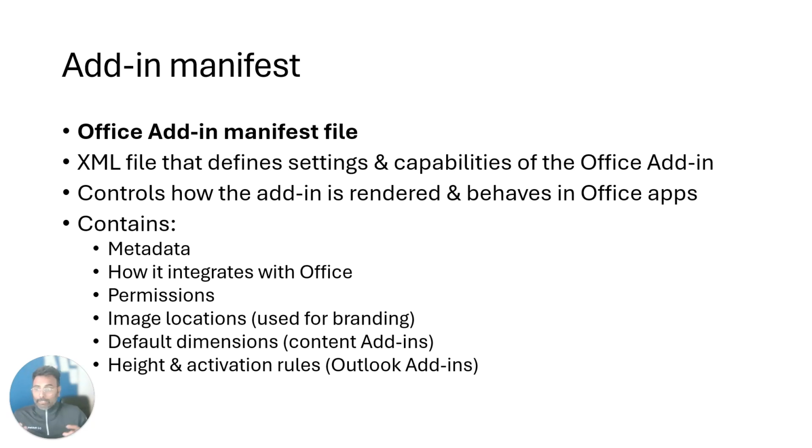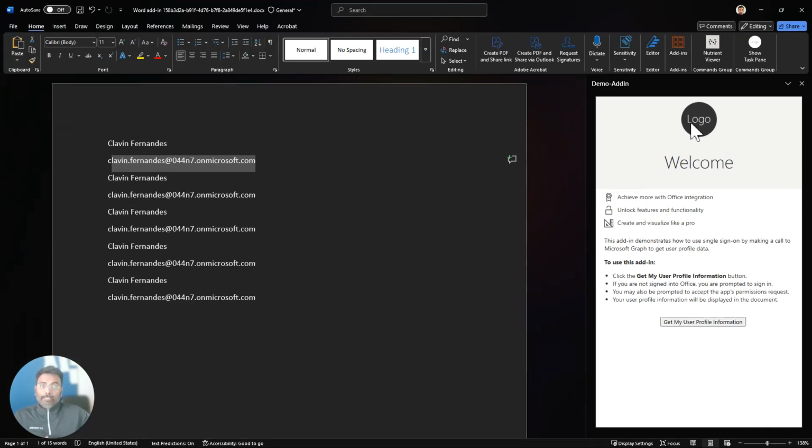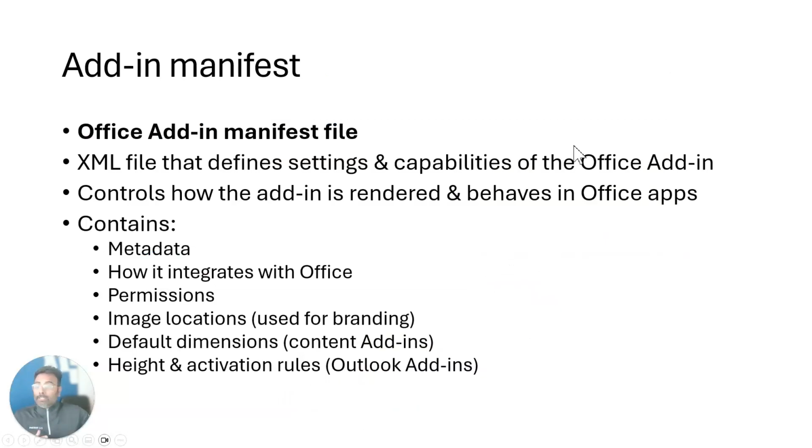So the first part is the manifest. Manifest means metadata about the add-in. The manifest contains metadata. It tells how it interacts, what Office application it is built for, what permissions are needed, and where the image locations are. If you look at our Office add-in here, there is this image location, as well as the dimensions of the add-in and the activation rules if it's an Outlook add-in.